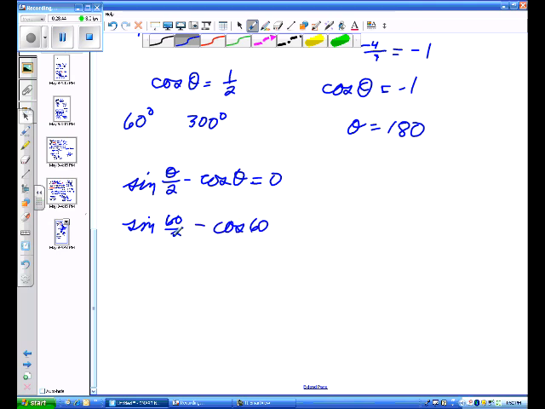Well, 60 divided by 2 is 30. The sine of 30 is 1/2. The sine of 60 is 1/2. That gives us 0. So 60 checks out.